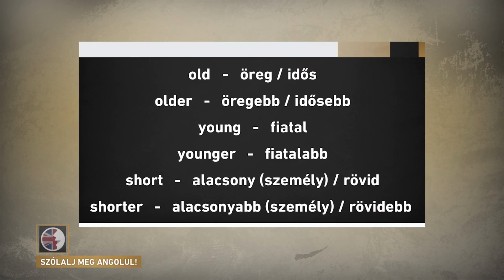So, as we can see in the examples, the comparative form is usually the adjective with ER at the end. Old becomes older, young becomes younger, short becomes shorter.